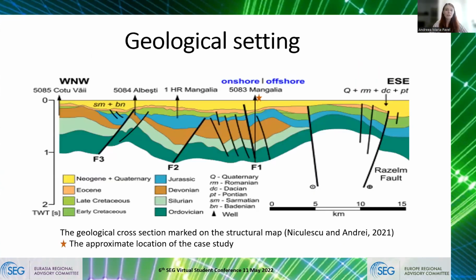Here, you can see the geological cross-section I have talked about before, and with the brown star, I approximated the location of the Vama Veche village. The limestones I'm going to talk about are represented by the yellow color, which indicates the Sarmatian and Badenian ages.